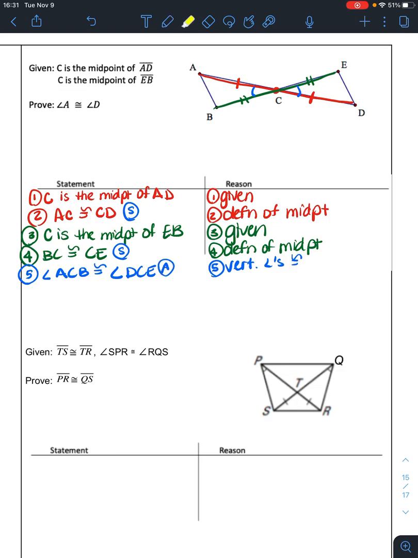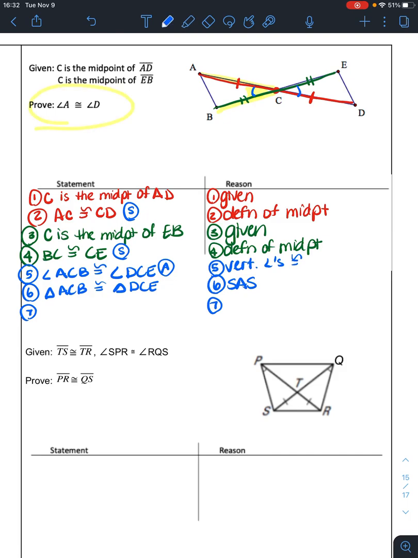So I know those are congruent. Now I've got my three pieces. Let me double check and make sure they all work. I have a side, I have a side, and I have an angle. The angle is in the middle where it's supposed to be. And so I can say that those two triangles, triangle ACB, is congruent to triangle DCE because of side, angle, side.